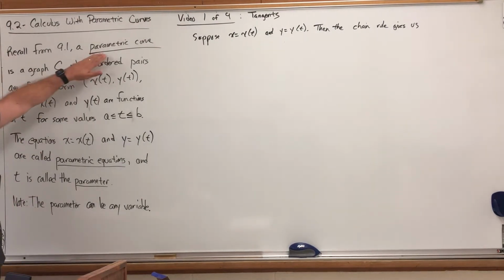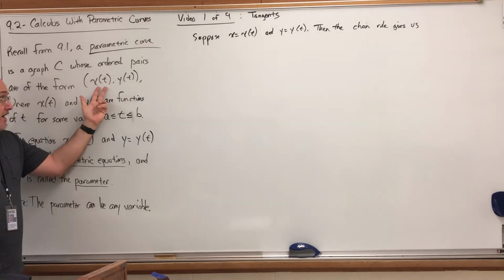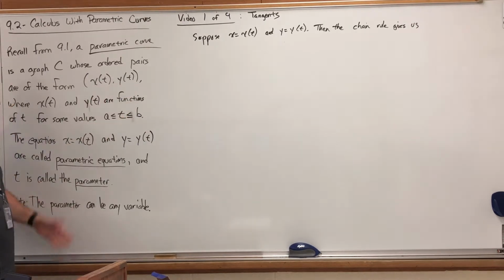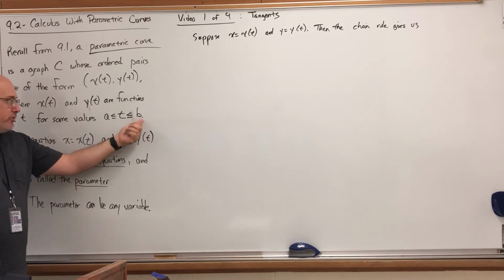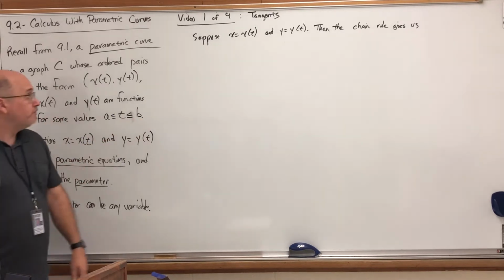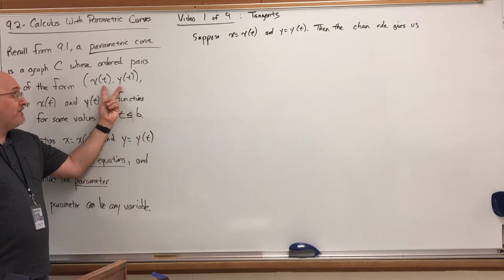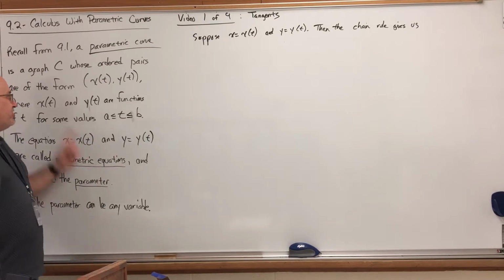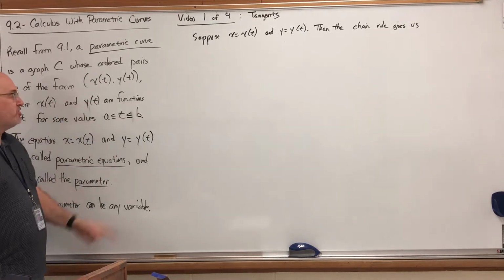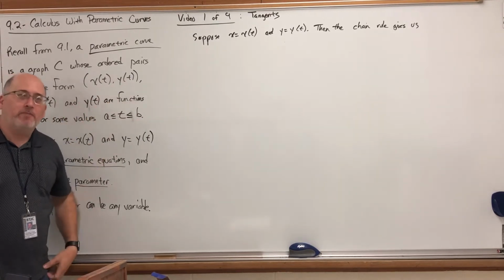Recall from 9.1 that a parametric curve is a graph, capital C for curve, whose ordered pairs are of the form x of t, comma y of t, where x of t and y of t are functions of t, for some values a less than or equal to t less than or equal to b. Translation: every point on the graph can be calculated by taking some value for t between a and b, sticking it into two separate functions, and those functions calculate the ordered pair.